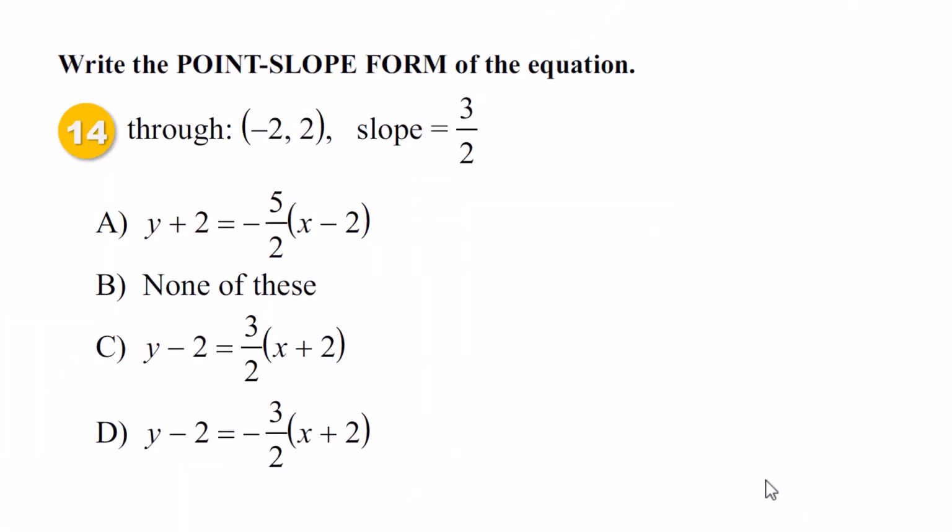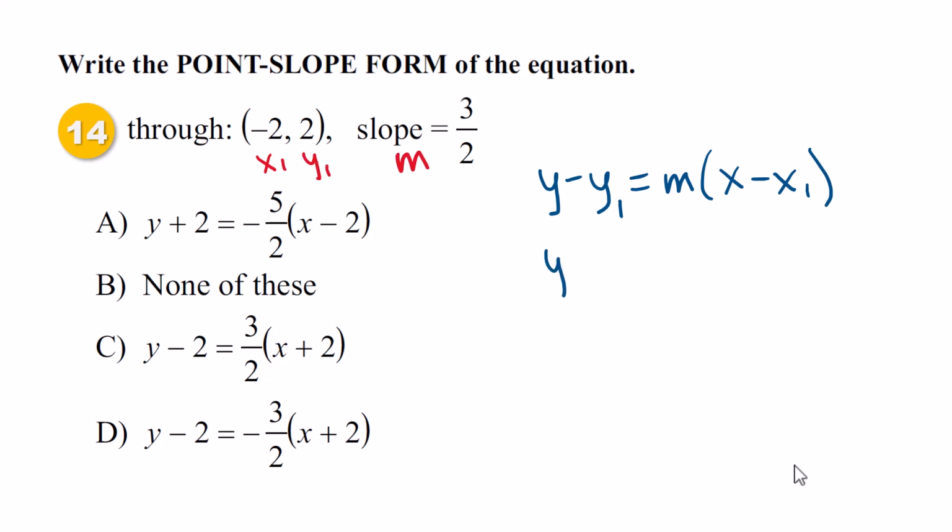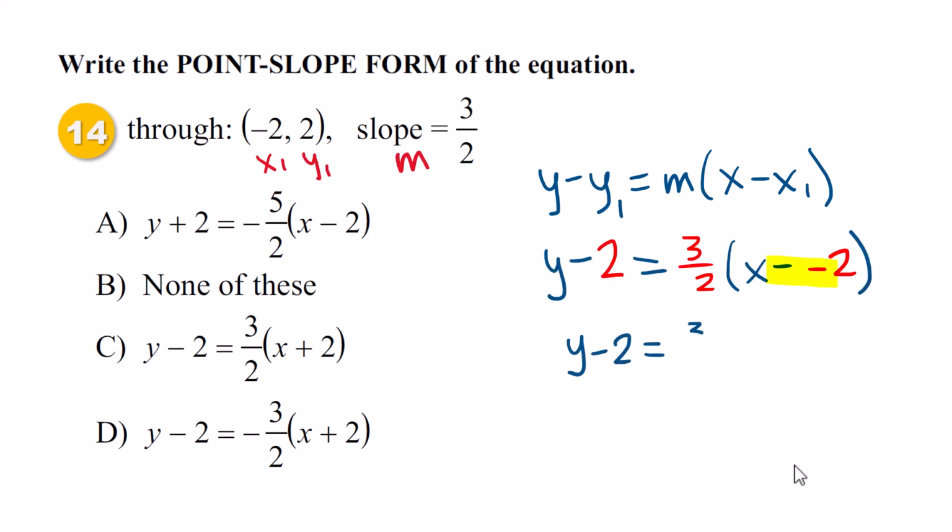Writing the point-slope form of an equation. Well, the point-slope form is this, and it uses x1, y1, and m for the slope. So I'm just substituting in the numbers, and there is your full solution. But one of the things to keep in mind is when you are subtracting x1, you're subtracting -2. That creates this double negative in the middle, which changes to a plus. So in point-slope form, it's just y minus 2 equals 3/2 times x plus 2.